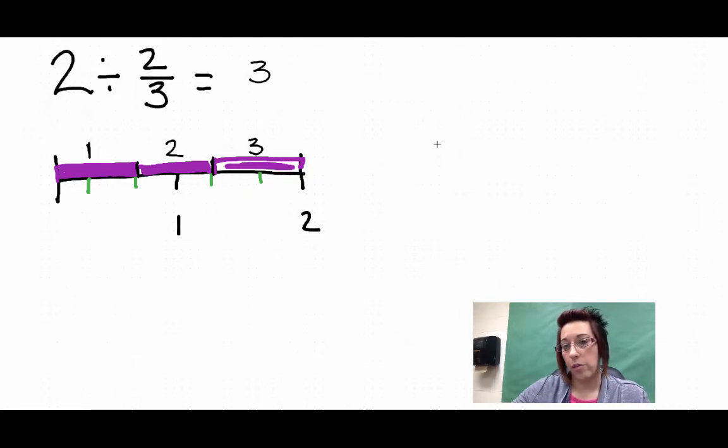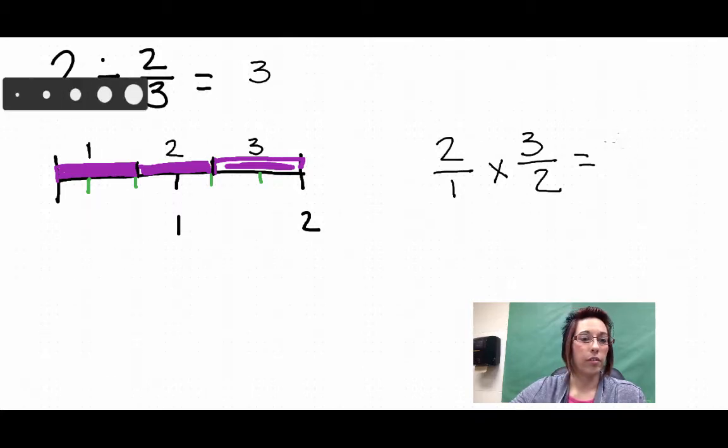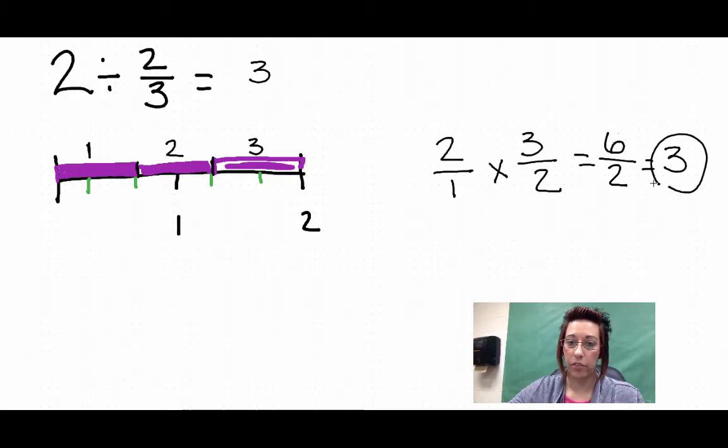So when I do the algorithm, I do the whole number 2 and make it a fraction, multiplied because I switched my sign, and then I flip the second fraction, and I get 2 times 3 is 6. So 2 times 3 is 6, and 1 times 2 is 2. 2 will go into 6 3 times, so my answer is 3. I like the number line better because it's easier for me to see these segments of 2/3. Okay, so let's go ahead and look at this next problem.